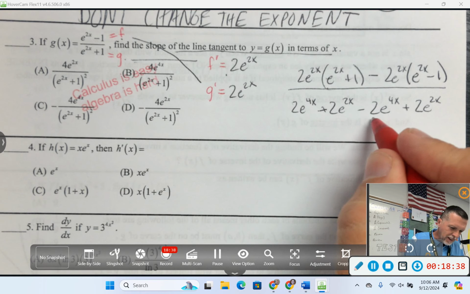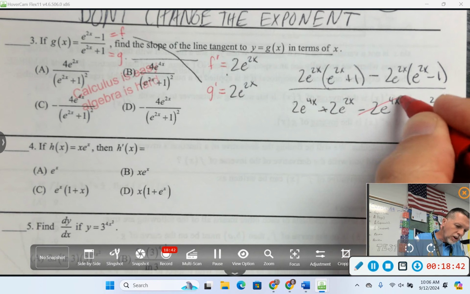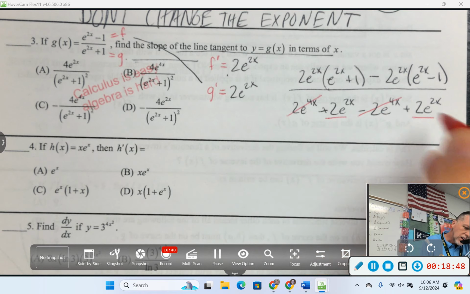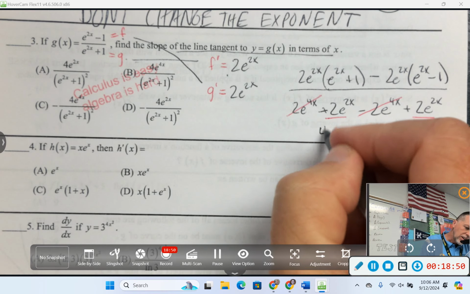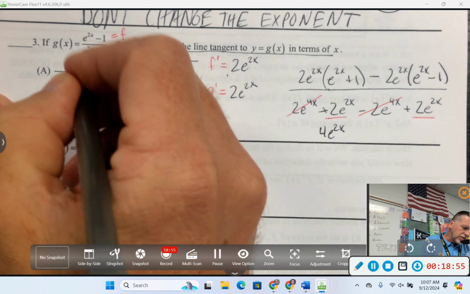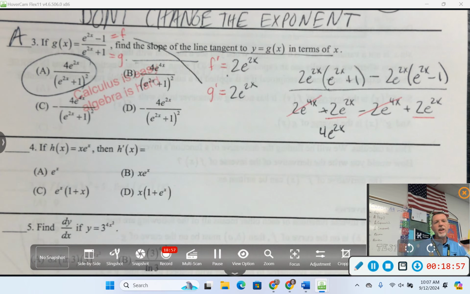I got a minus sign in there, so I'm thinking something's going to cancel. The 2e to the 4x's will go away. And then the other terms, I can add those and get 4e to the 2x. And we already said our denominator was fine, so that's answer choice A.